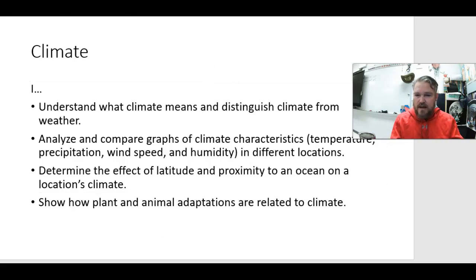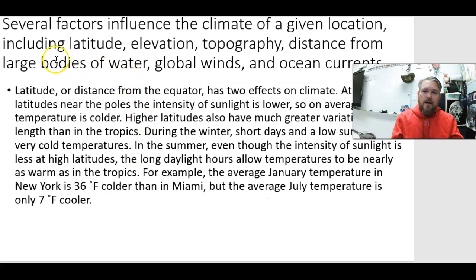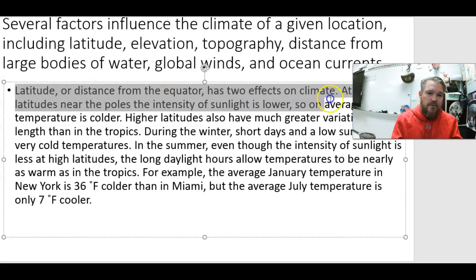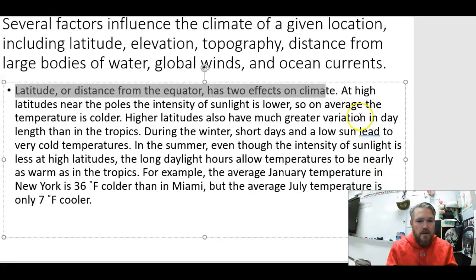So let's dive into the key points here. There were several factors, and it's kind of the same as weather, right? So latitude, or the distance from the equator, has two effects on climate. At high latitude, so up near the poles, sunlight is lower, so there's less intensity, right?